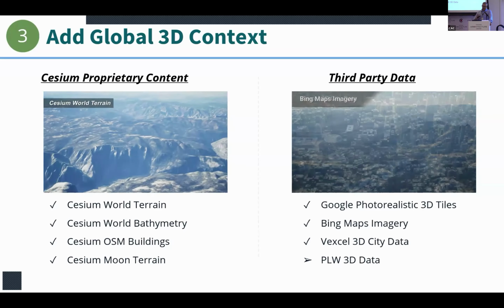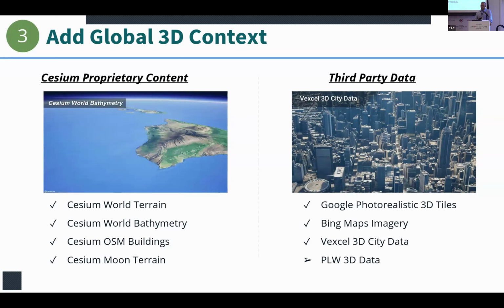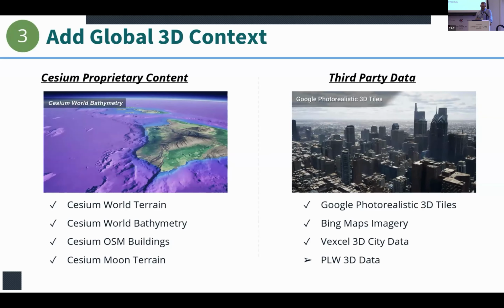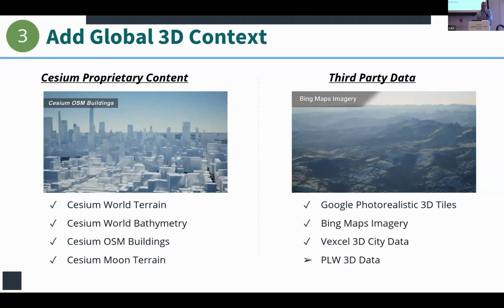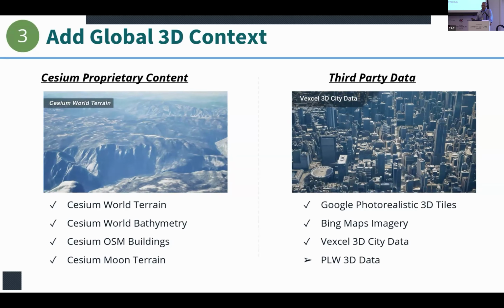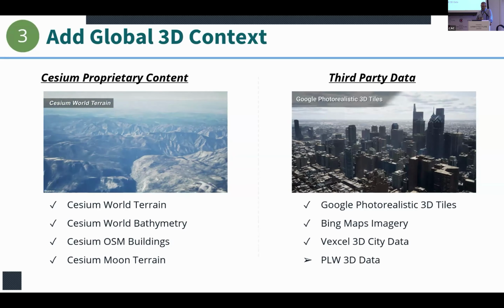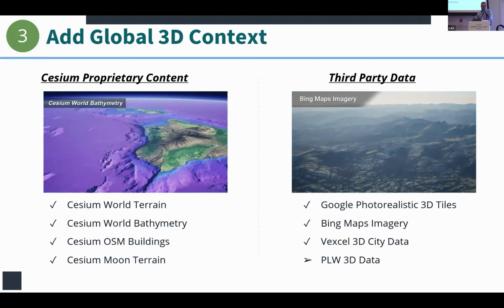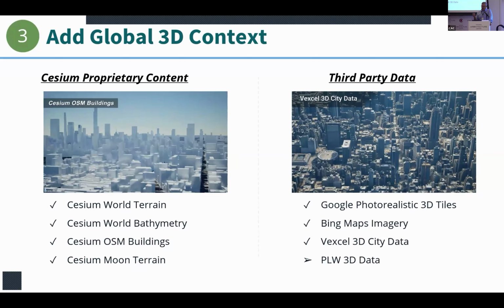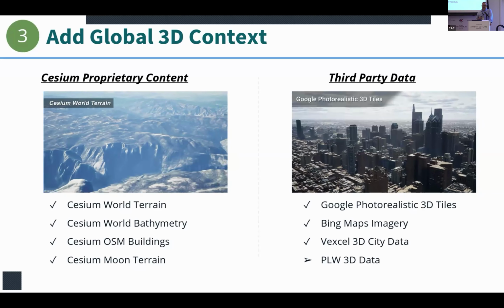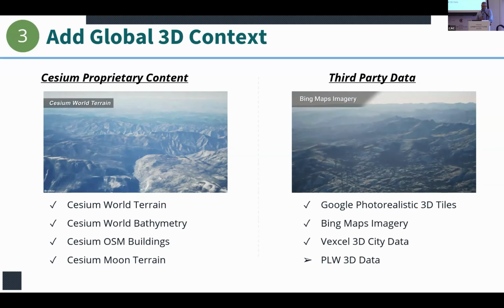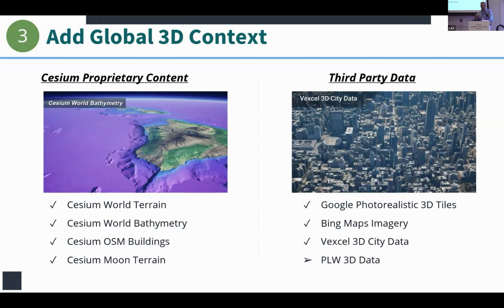There are two main buckets of this. We have proprietary content that we make available through our platform. There's a world terrain database, which is a global 3D terrain database. Bathymetry, same thing, but undersea. OSM Buildings, or 3D building footprints. And we just recently did stuff if you're interested in lunar. There's Cesium Moon Terrain, and now we're looking at Mars as well, to build out a complete terrain and imagery data set for those locations.